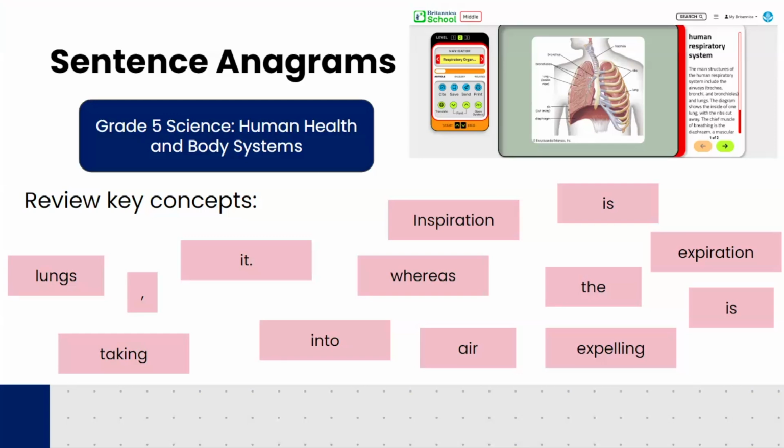In this example, the educator might draw students' attention to punctuation, the coordinating conjunction whereas that changes the direction of the propositions or ideas, and the key vocabulary inspiration and expiration. Pause the video here if you want to try to unscramble these words. The sentence should read, "Inspiration is taking air into the lungs, while expiration is expelling it."